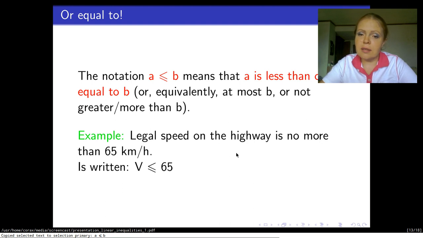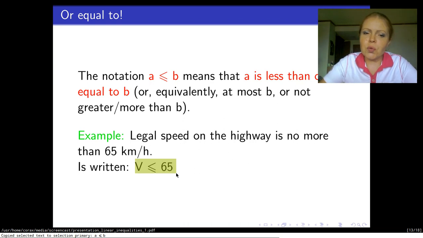For example, the legal speed on a highway is no more than 65 kilometers. What does it mean? That means that you can drive on the highway with a speed of 65 or less than 65 kilometers per hour, no more than 65. 65 is possible, but 66 is not possible already. So here is how to write: the speed is no more than 65. V, speed, is less than or equal to 65.